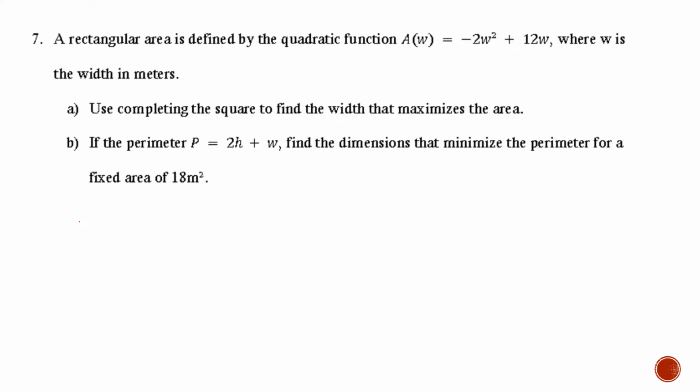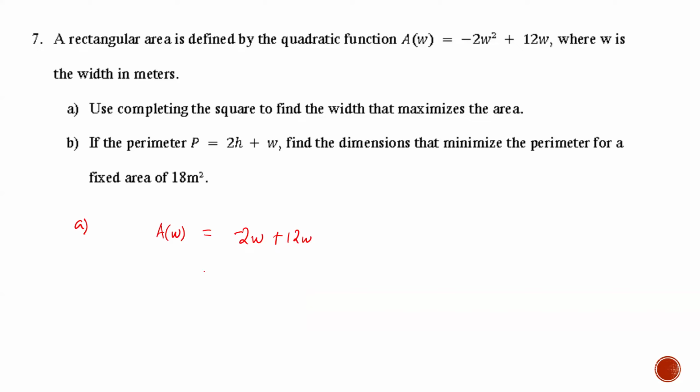And part A tells us that we should use the method of completing the square to find the width that maximizes the area. Now, if A of w is minus 2w squared plus 12w, where w is the width in meters, how do we complete the square?